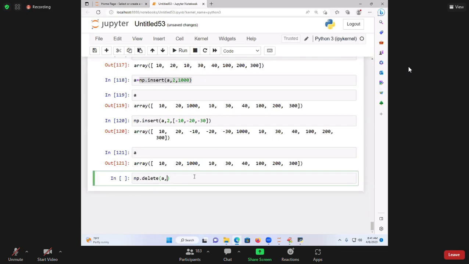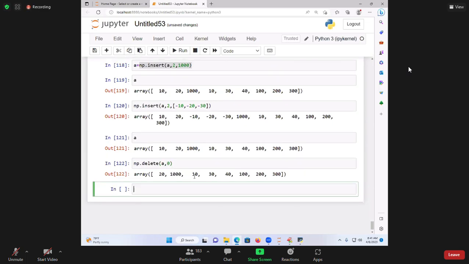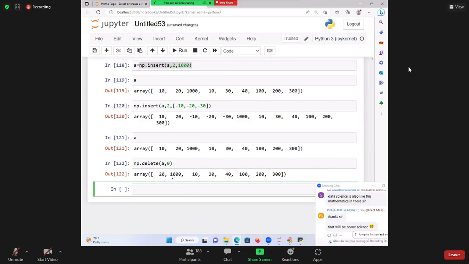np.delete of 0. What is happening? The 0th location is removed. Now I want to remove this 1000 and these three things. What is there now? 0, 1, 2, 3. I want to remove 1, 2, 3.